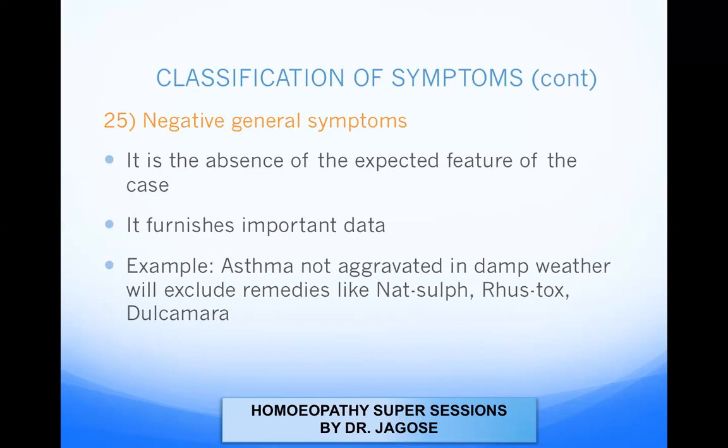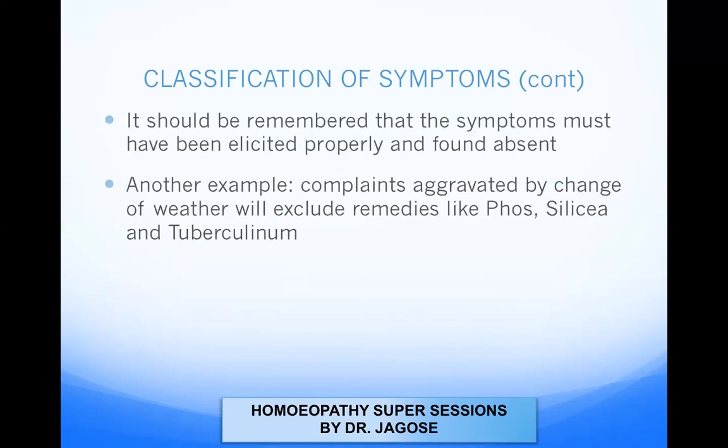It gives us important data. Example, asthma not aggravated in damp weather will exclude remedies like Natrum sulph, Bryonia, Dulcamara, etc. You should remember that symptoms must have been elicited properly and found absent. Another example, complaint aggravated by change of weather will exclude remedies like Phosphorus, Silicea, and Tuberculinum. So please remember that whenever you're taking negative general symptoms, they have to be elicited properly and found absent.